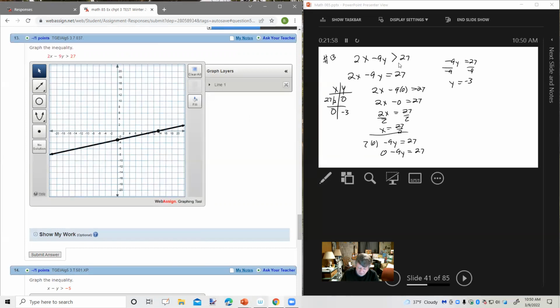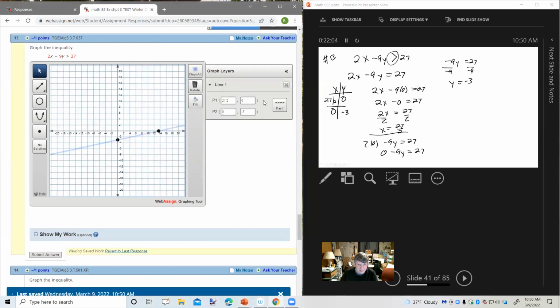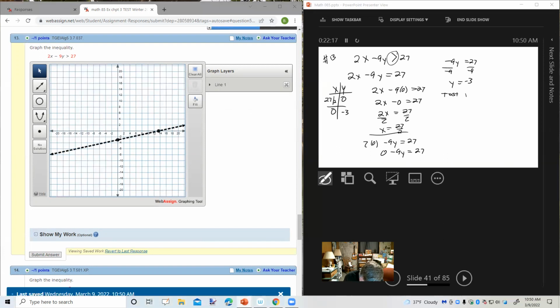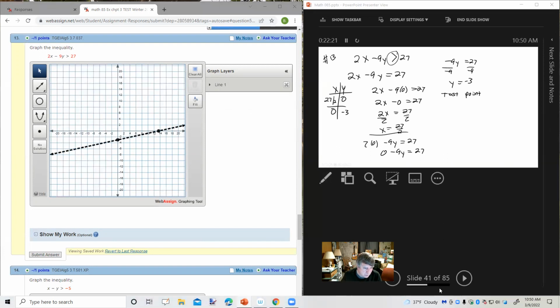notice we do not have an equal sign in the original statement. So that means the line is going to be dashed. Okay, now we need to determine which side of the line we're going to graph on, above or below. So we'll pick a test point, again, that's not on the line. I'm going to pick the origin right there.